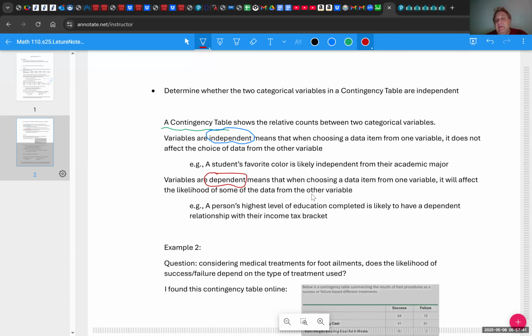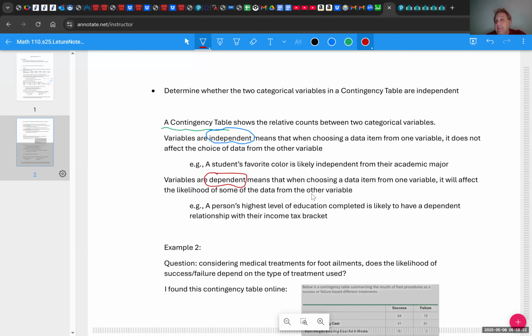And my example here is a person's highest level of education completed is likely to have a dependent relationship with their income tax bracket. Now, not always, certainly it won't always be that one affects the other, but we can definitely see that it's possible that your highest level of education will have some impact on your income tax bracket, or vice versa, right? So those seem like they are probably dependent upon each other. So that's just trying to help you understand and remember what these different words mean.